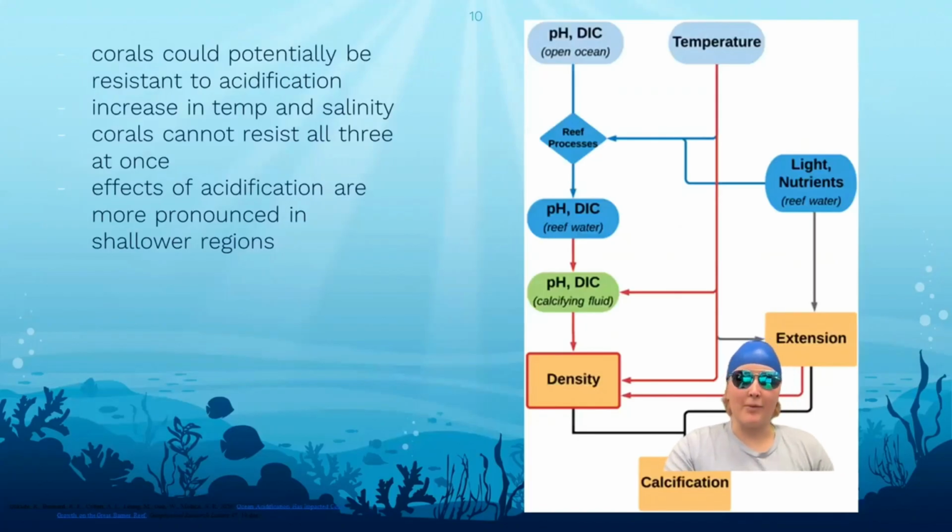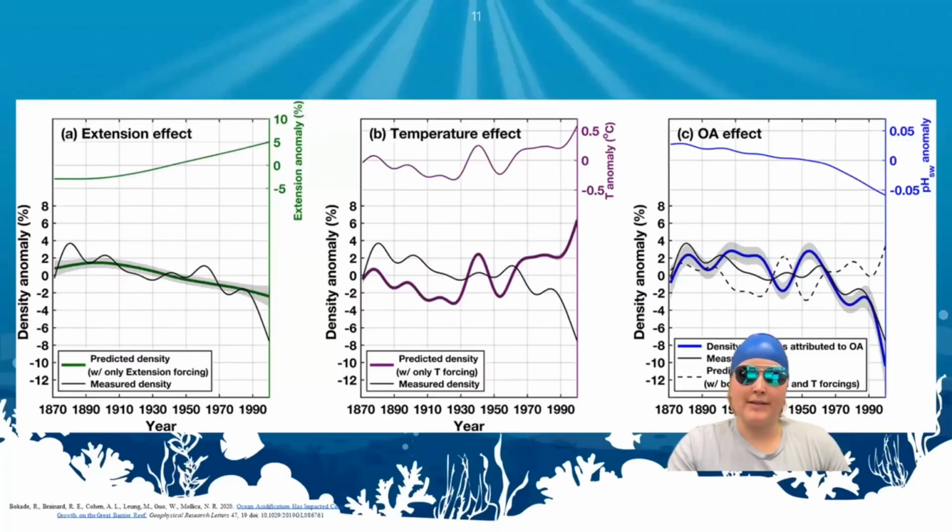Now, corals are not weak. In fact, they are incredibly resistant. They can resist acidification on their own, but they also have to deal with the increases in temperature and salinity. And the impacts are greater in shallow regions, which is where the Great Barrier Reef is.